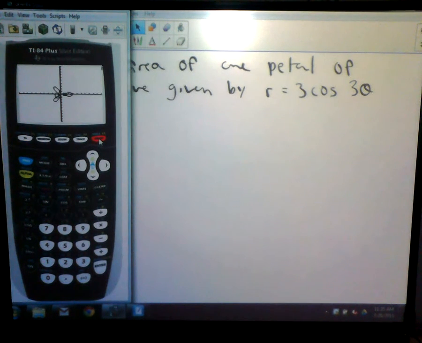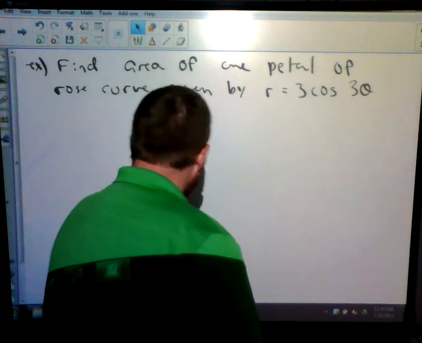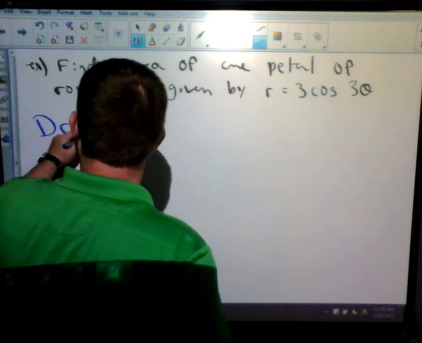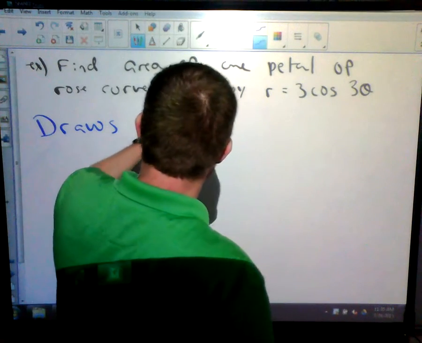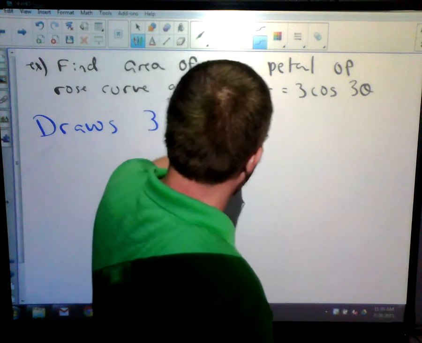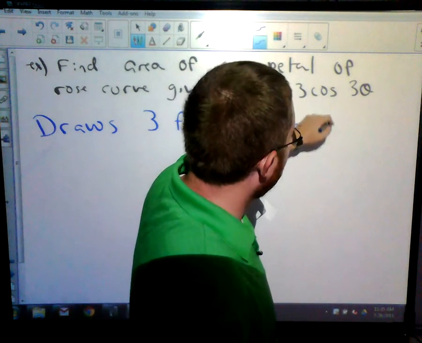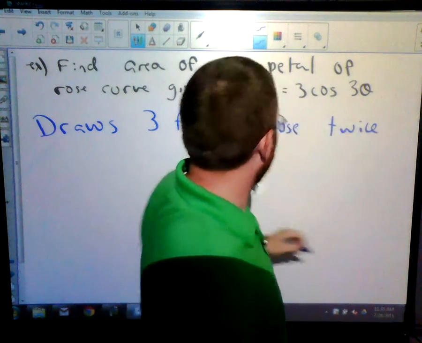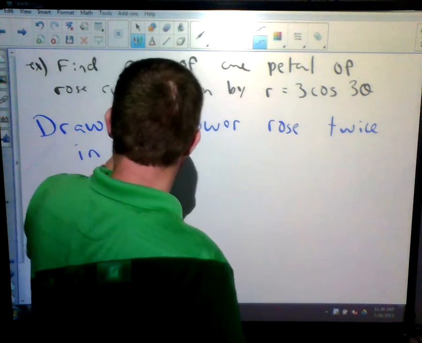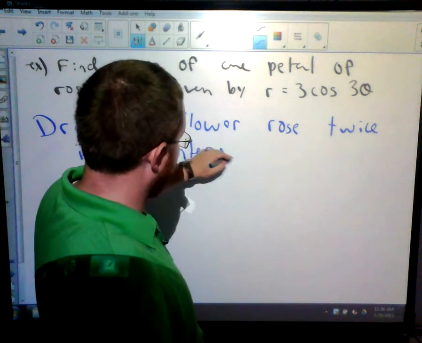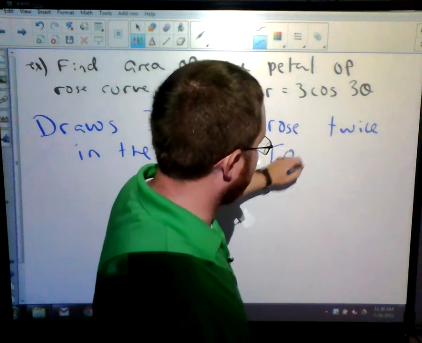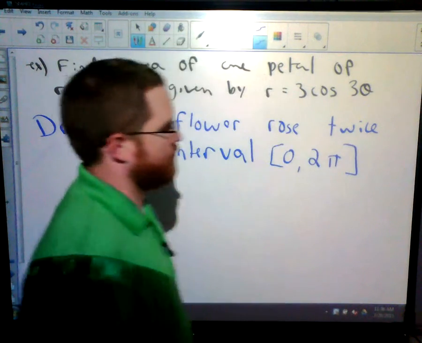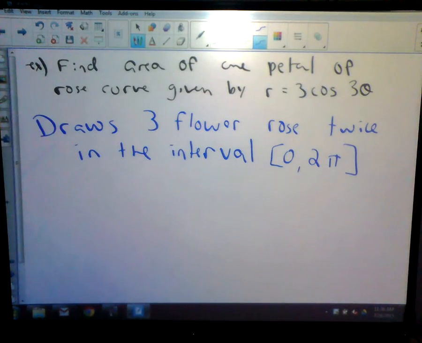So there it's going around to make a rose. There's 1, 2. So this thing travels twice. This draws a 3-flower rose twice in the interval 0 to 2 pi.